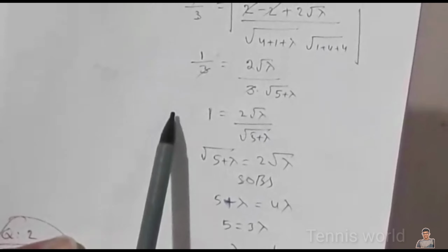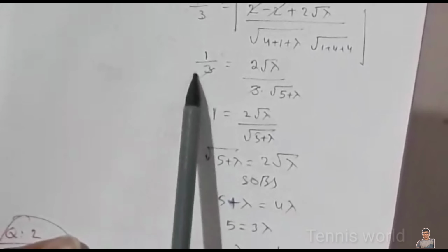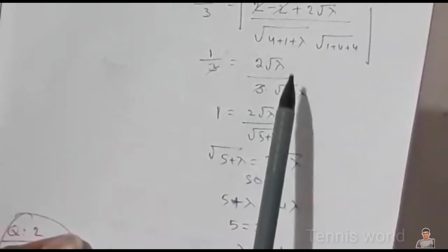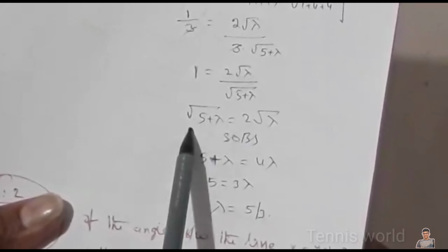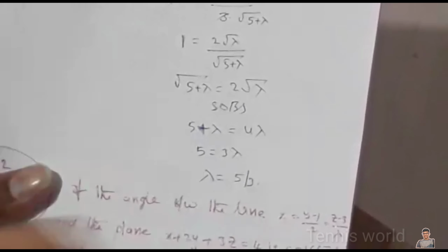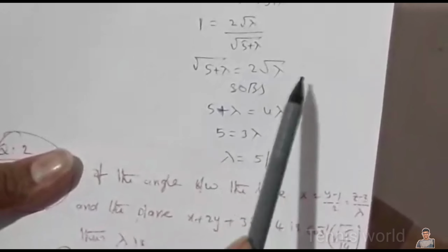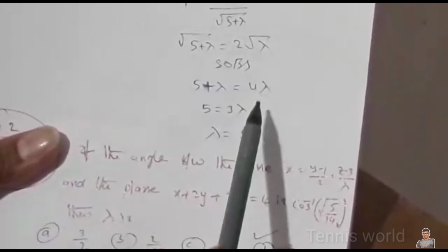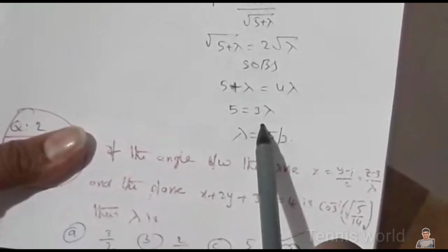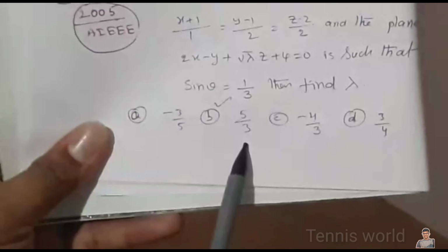Cancel the like terms on both sides. Then we have 1 is equal to 2 root lambda by root of 5 plus lambda. Do cross multiplication and you will get root of 5 plus lambda is equal to 2 root lambda. Square both sides. Then you will get 5 plus lambda is equal to 4 lambda, because 2 square becomes 4 and root lambda square means lambda. Sending this lambda across gives minus lambda, so 4 lambda minus lambda, 3 lambda is equal to 5. Lambda is equal to 5 by 3. So the answer is the second option. This was given in AEEE 2005.